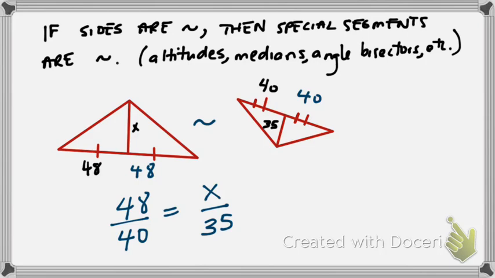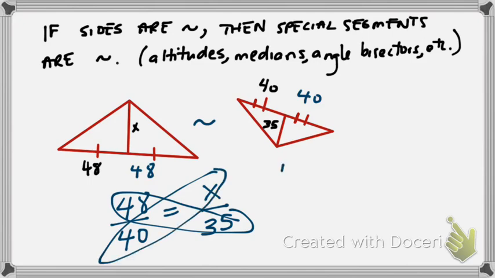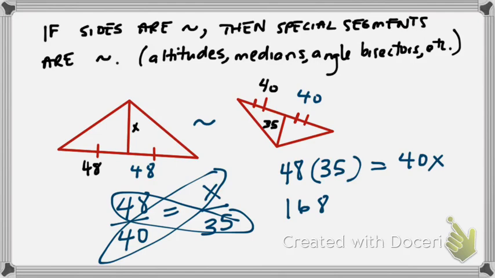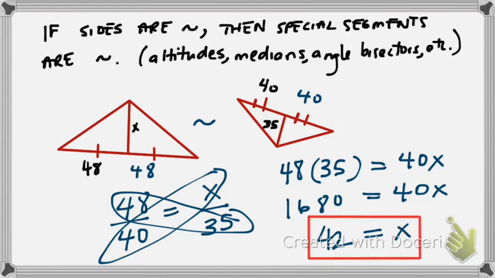Okay, so all I would have to do is 48 times 35, and 48 times 35. And again, I'm going to go ahead and show you the algebra since we haven't done it, just as a review. So I'd have 48 times 35 is equal to 40x. 48 times 35 is 1680, which is equal to 40x. Divide both sides by 40, and I end up with x is equal to 42. So the median of that larger figure would be 42.